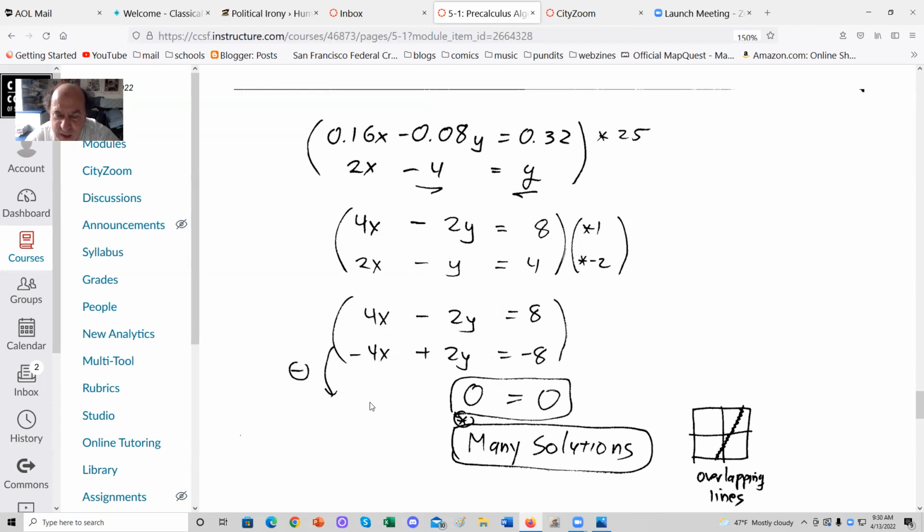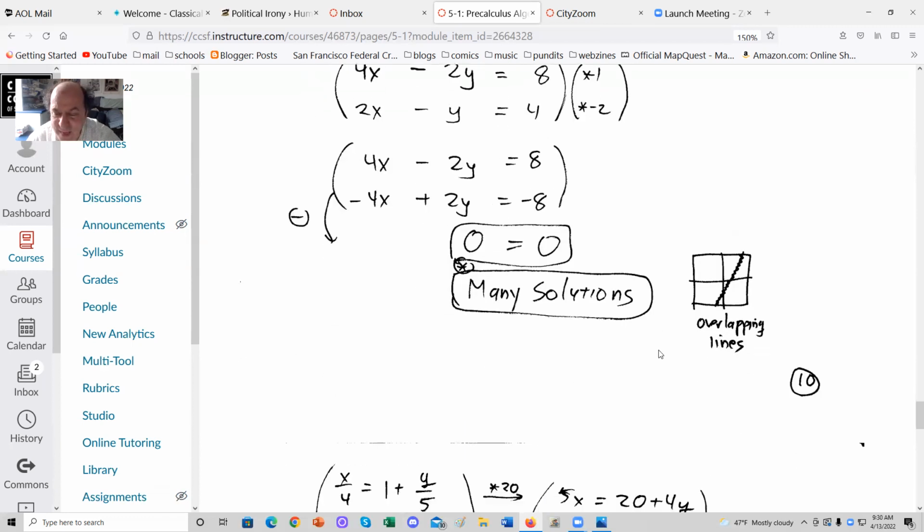Then the x's cancel, and the y's cancel, and the 8's cancel, and we're left with 0 equals 0. Everything cancels out. Now, when you get a 0 equals 0, that really means that the first two equations were really equivalent equations. They didn't say different things. So the second equation gave no further information. And therefore, there are many solutions. The lines overlap, so there's infinitely many solutions.